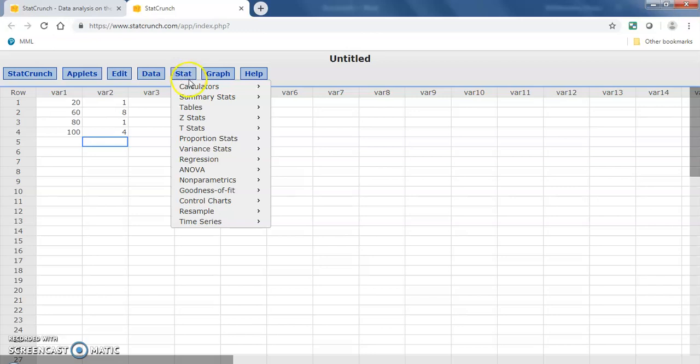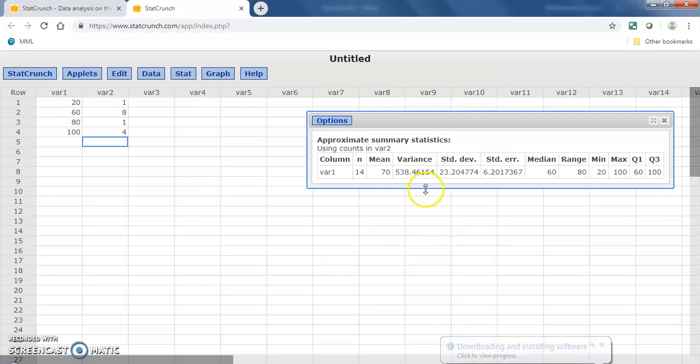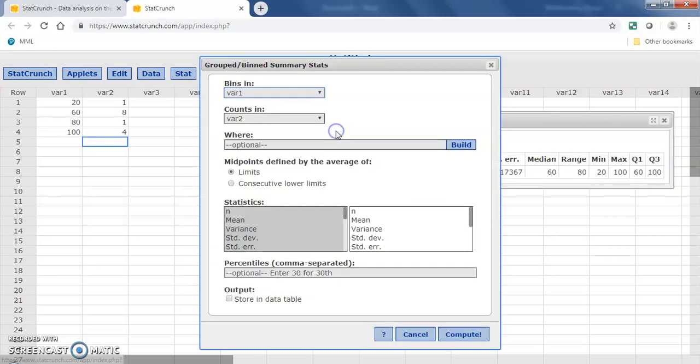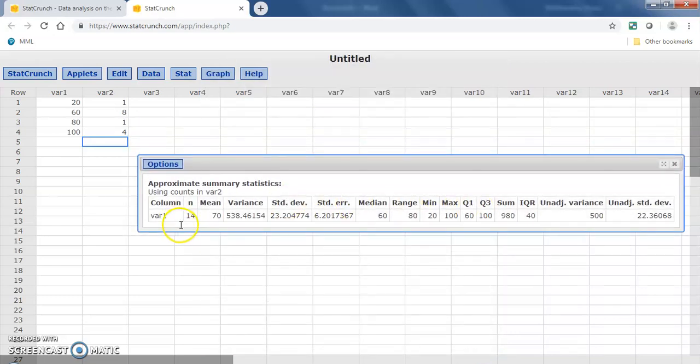So then you do Stat, Summary Stats, and this is Grouped/Binned Data. The bins are in variable 1, the counts are in variable 2, and then you compute. Your mean is here, 70. Your standard deviation is actually not this one, so we have to do Options, Edit. You're actually looking for the unadjusted standard deviation. So compute, and so your mean is right here, 70, and your unadjusted standard deviation is 22.36.